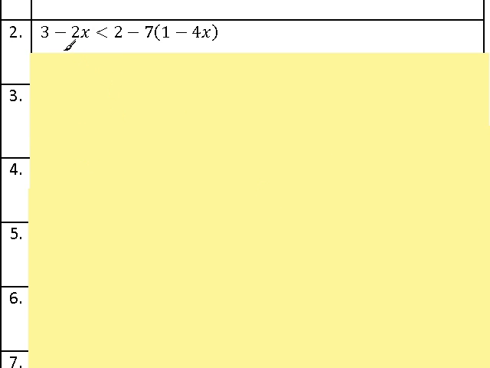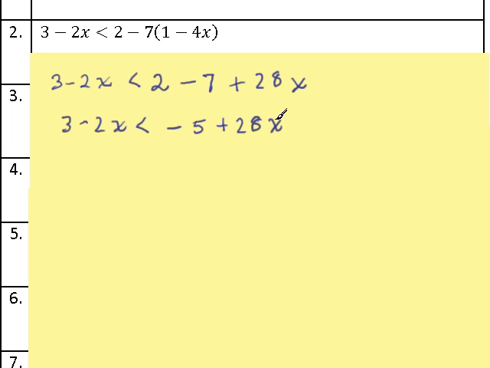And we continue to solve number 2 in a similar way to the way we solve linear equations. We just first simplify this right-hand side over here, and we're going to open up parentheses, multiplying through by -7. So that would be -7, and here we'd have plus 28x. Okay, so like terms, 2 minus 7, that's -5 plus 28x. And now we can work with both sides.